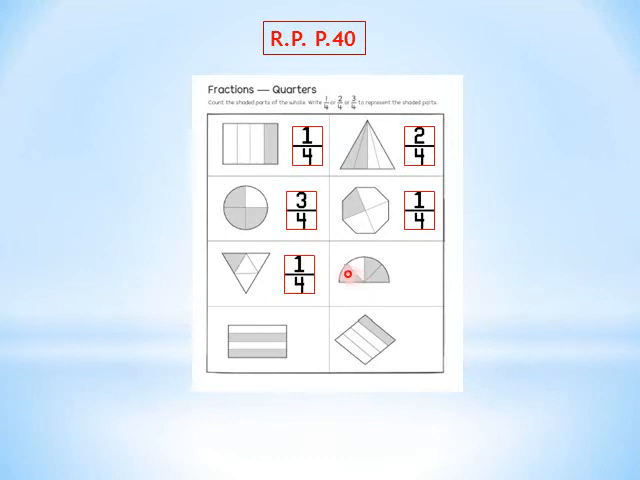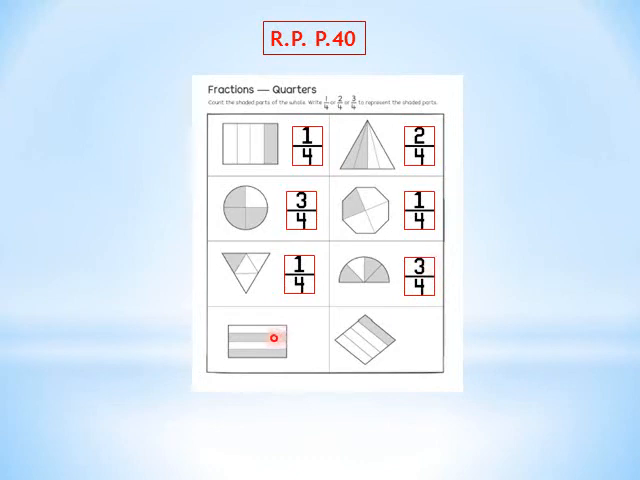In this semicircle, I have 3 parts shaded, so I put 3 at the top. What is the total number of parts? 1, 2, 3, 4, so I put 4 at the bottom. Can you read this fraction? Yes, 3 over 4 or 3 quarters.